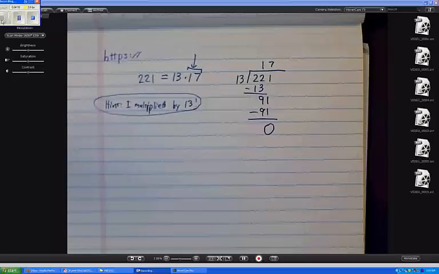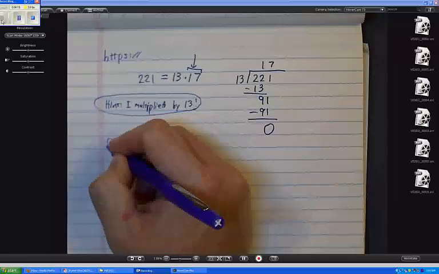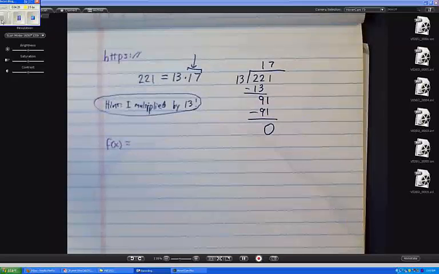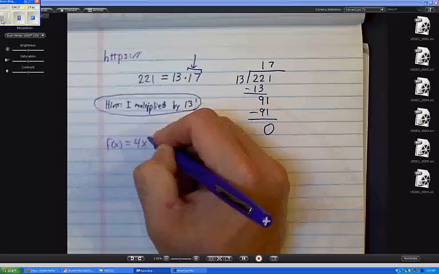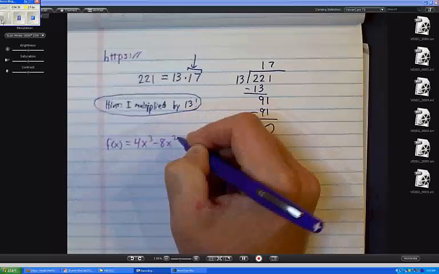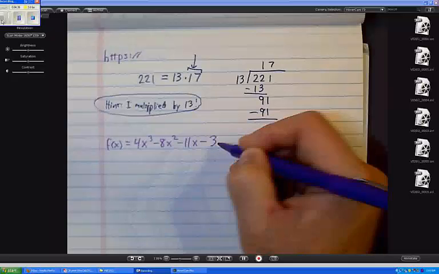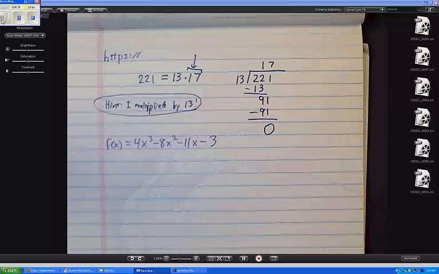So, similarly, I gave you guys a function today that I want to be able to find the zeros. F of x equals, well, let's see, it's 4x cubed minus 8x squared minus 11x minus 3. And I'd really like to factor that so that I can find the zeros. But it's very difficult, all right? So on the first day of homework, guys, we're not going to do any factoring. Okay? We're going to start that on Monday.